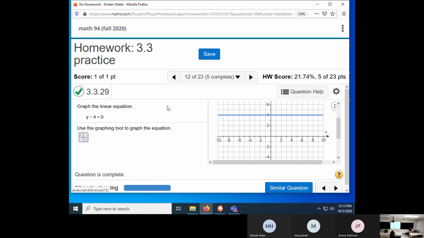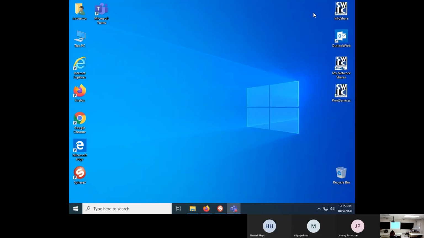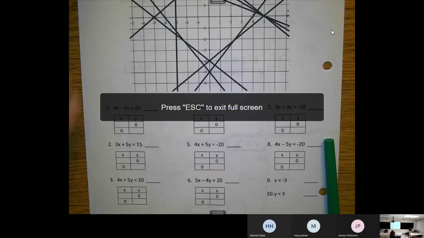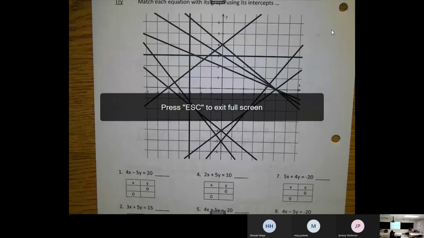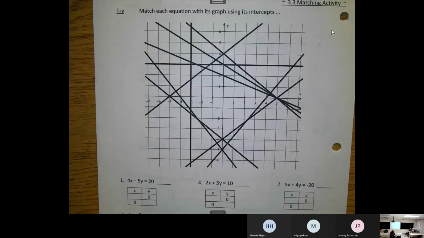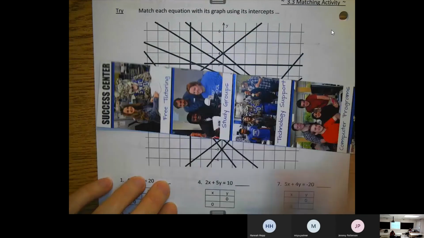Anything you want to ask about the special lines, vertical or horizontal on MATLAB? All right. So flip the page again. We've got this crazy looking grid with 10 different lines graphed on it. Let's see if we can figure it out.